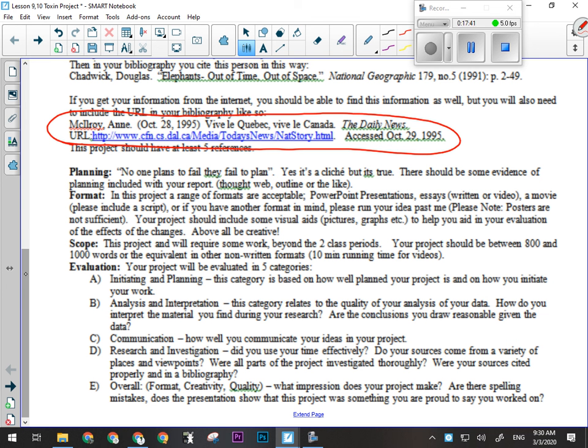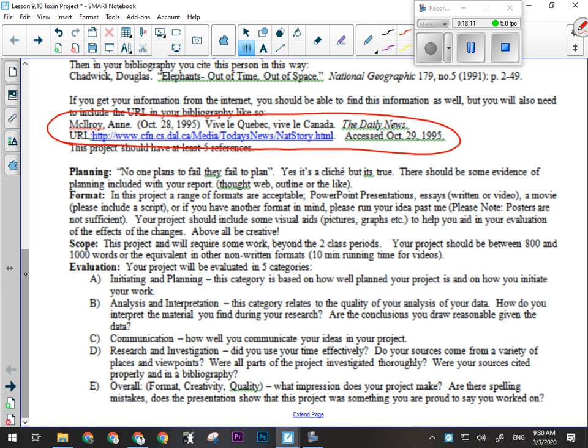So your project should include some visual aids, pictures, graphs, diagrams, something like that to help you in your explanation and evaluation. Be creative. This project will require some work beyond the 2 class periods you're going to get. As a bare minimum, you're looking at between 800 and 1,000 words. If your report is 800 words, don't expect 100%. That should meet the basic requirements of the project.